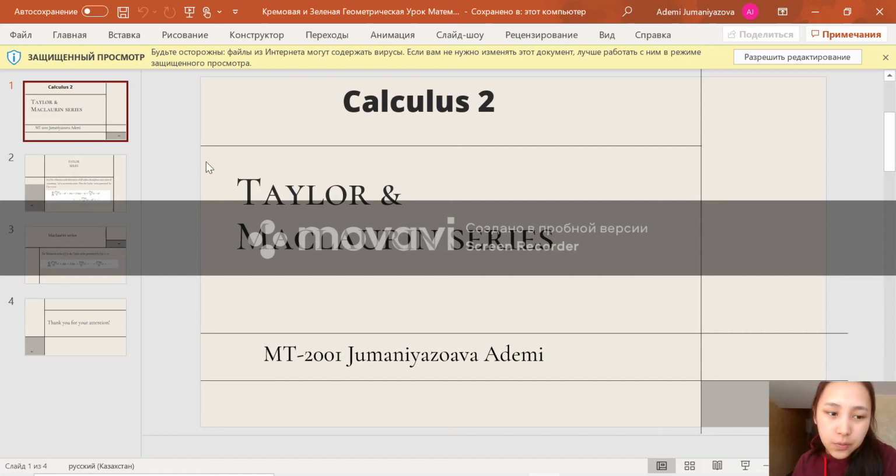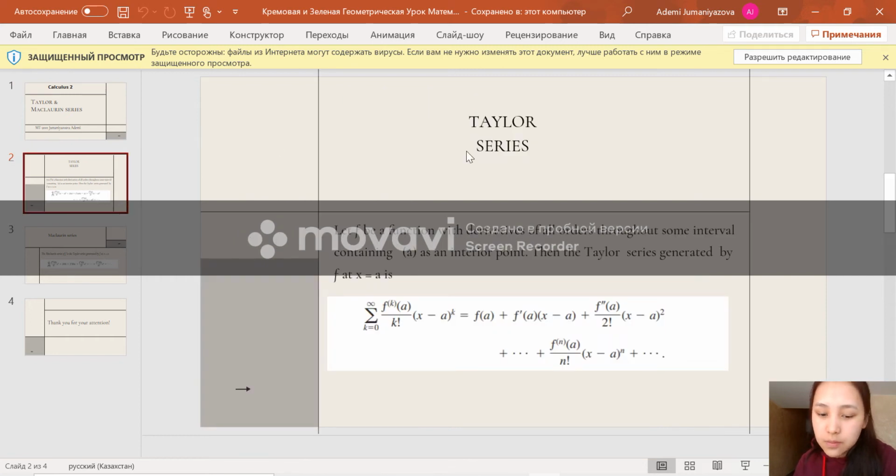In mathematics, the Taylor series of a function is an infinite sum of terms that are expressed in terms of the function's derivatives at a single point. For most common functions, the function and the sum of its Taylor series are equal near this point. Taylor series are named after Brook Taylor, who introduced them in 1715.